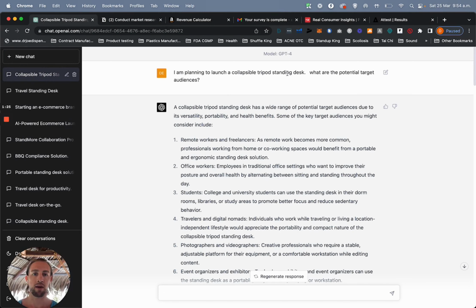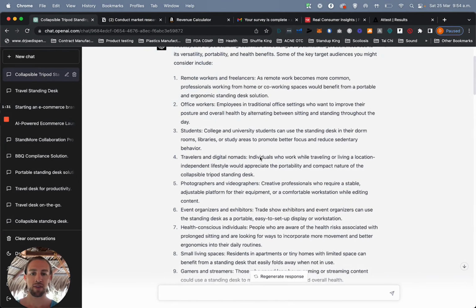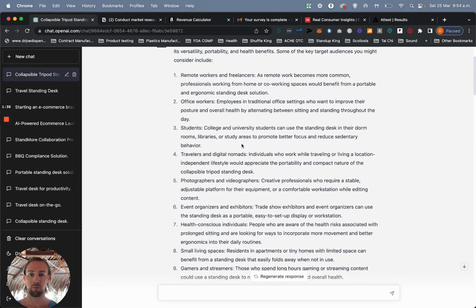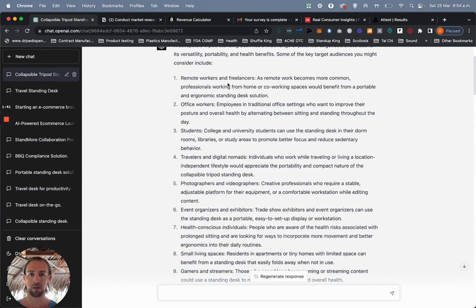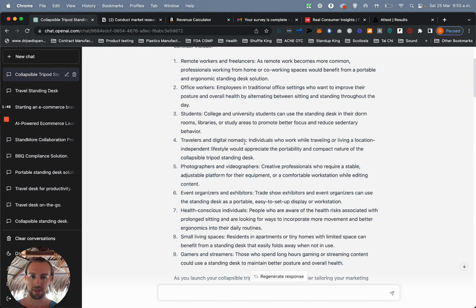Okay, I'm planning to launch a collapsible tripod standing desk. What are the potential target audiences? And this is what it came up with. And it actually did a really good job because some of these I had already thought about, but some of these I wouldn't have actually put on a list. So remote workers, that's a given, and that's my niche. Same with travelers and digital nomads. That's the easiest audience for me to pitch to because that's what I do. Then it identified a lot of other good ones here.